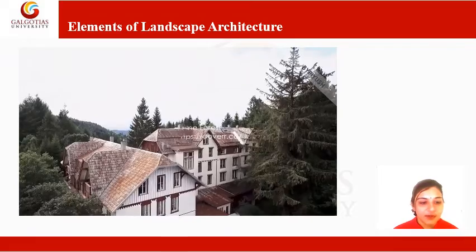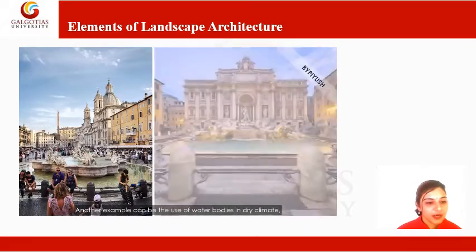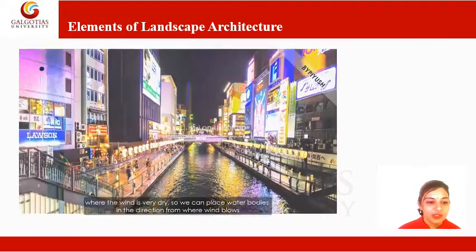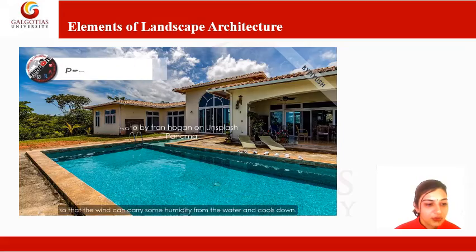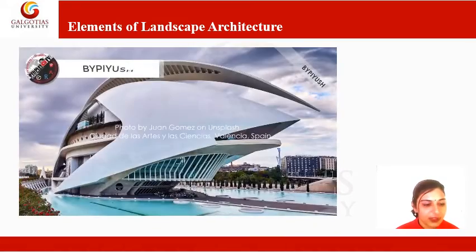Like this in the video. Another example can be the use of water bodies in dry climate. When the wind is dry, we can place water bodies in the direction from where the wind blows, so that the wind can carry some humidity from the water and cool the area.